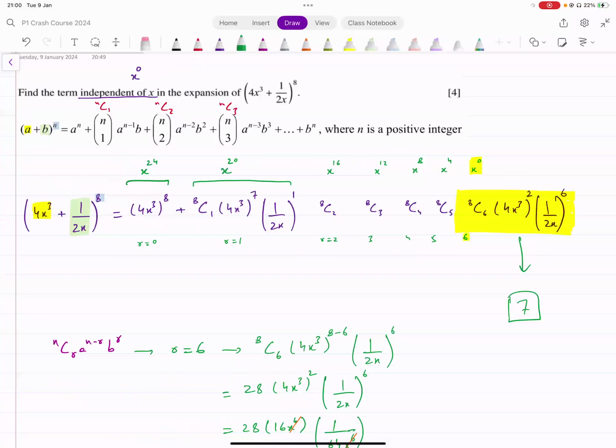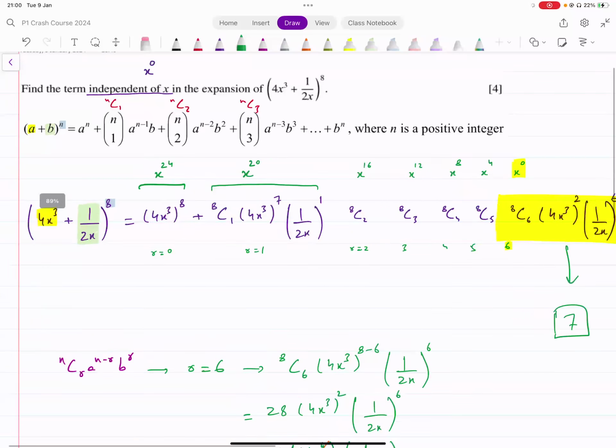Is that okay? Any problem with this? Any questions, anyone? No. So the powers are always going to follow a linear pattern. Okay, they're going to be in a linear sequence like this, with the difference being constant.